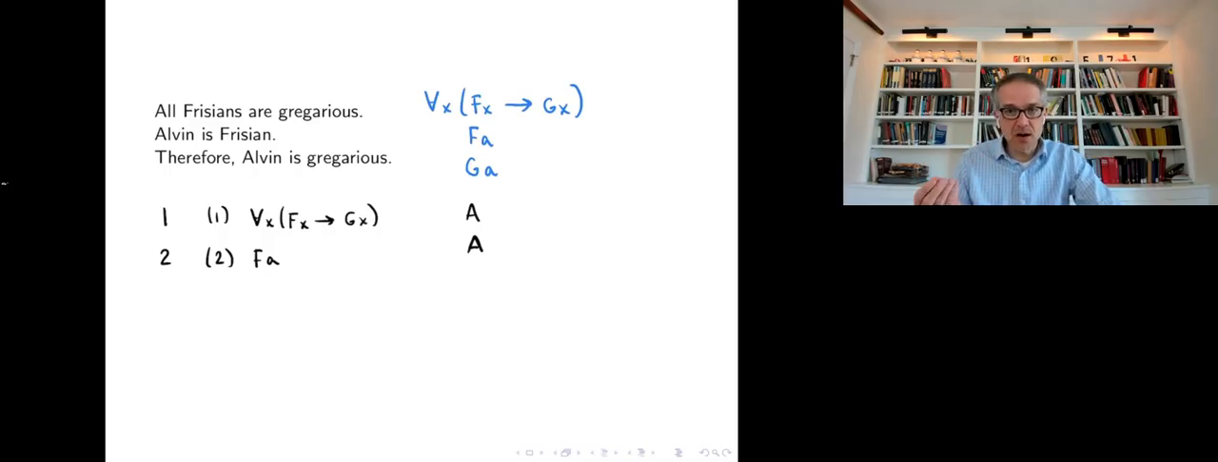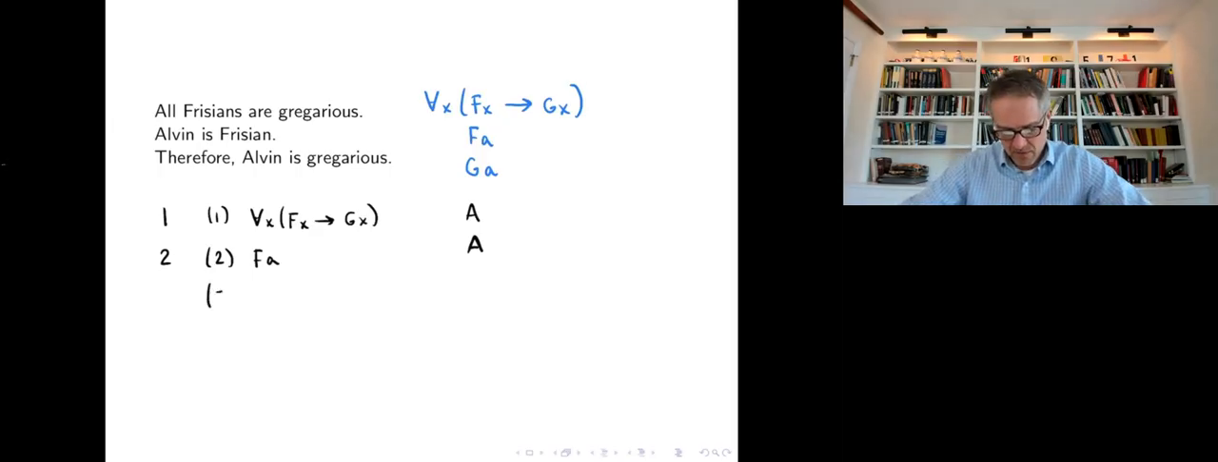So that is true of anything I want to pick, but that's up to me to pick something. Universal elimination doesn't tell me which name to choose. That's up to me. And so I need to think, what will it be useful to know has this feature that if it's F, then it's G? Well, in this case, there's only one person in play, Alvin. So I'm going to say it for Alvin.